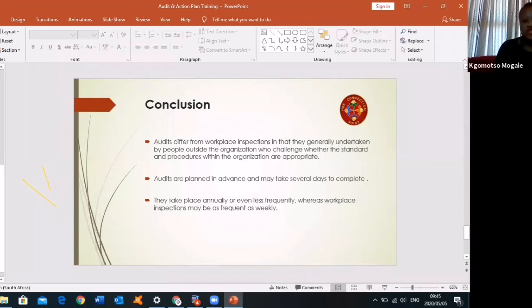So it is very important that we know that the standards and the procedures that we have set for ourselves as companies, we need to uphold them. Then auditing will assist us in making sure whether or not we are upholding the health and safety standards that we have set for ourselves as a company, in order to protect the health, safety and well-being of our employees.